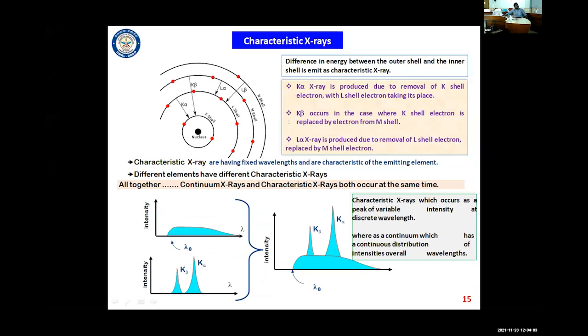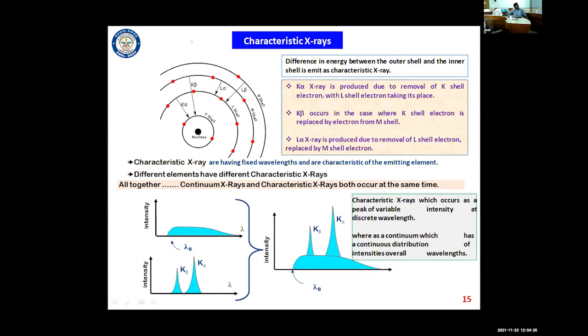Now I'm talking about the characteristic X-rays. These X-rays are released when the difference in energy between the outer shell and the inner shell is emitted as a characteristic X-ray. This is the electron transition of an atom: you have the nucleus here, then the K shell, L shell, M shell, and the N shell.